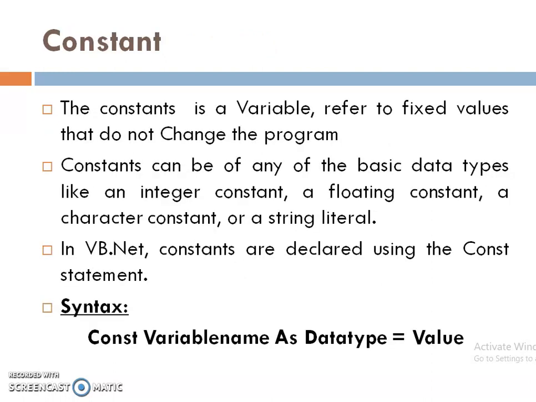The next topic is constant. A constant is a variable that refers to a fixed value that does not change in the program. A constant can be of any of the basic data types, like an integer constant, a floating constant, a character constant, or a string literal. In VB.NET, constants are declared using the Const statement. The syntax for declaring a Const variable is: first we write the Const keyword, then the variable name, then As, then the data type, then equals, and give the constant value.